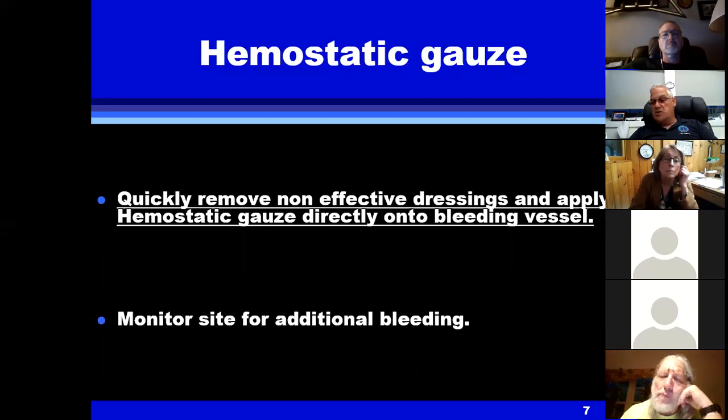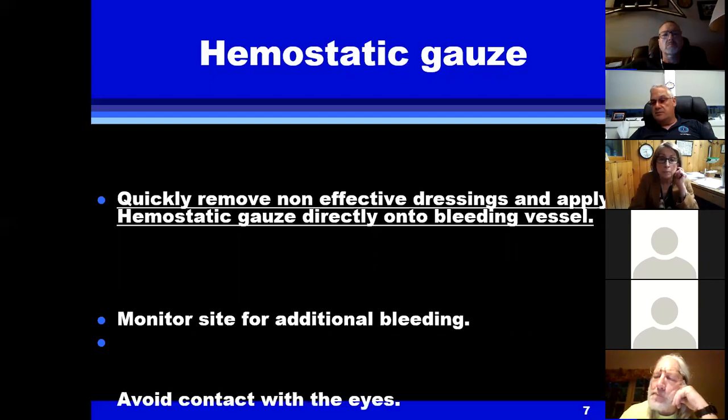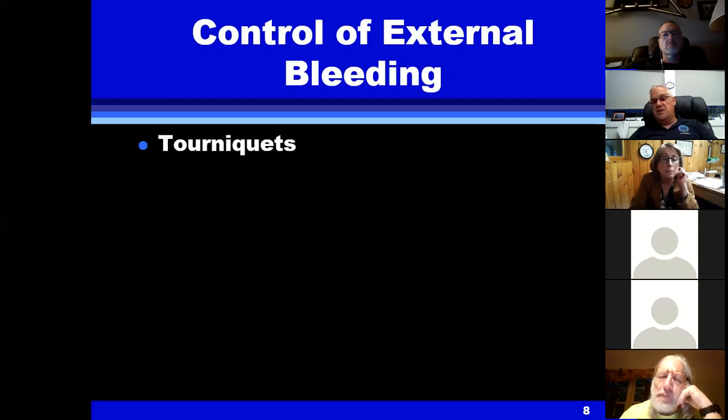Then you're going to keep a pressure dressing in place over it, and monitor the site for bleeding. And then obviously let the hospital know. All these new hemostatic agents are radio-opaque, which means they'll come up on an X-ray. But let them know what you used and how much you used, because when they start cleaning out the wound, they need to pull everything out, or there's going to be an infection in a couple of days. They should be able to account for it. I've never seen anybody consider hemostatic gauze on an eye wound, but you wouldn't put it on an eye wound.